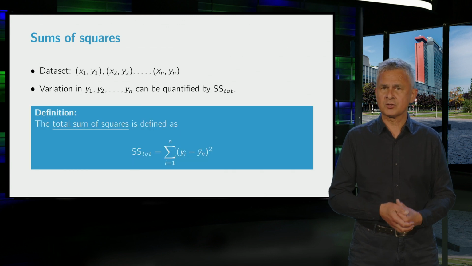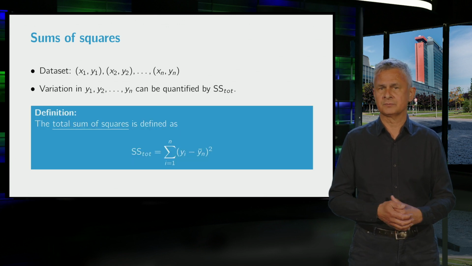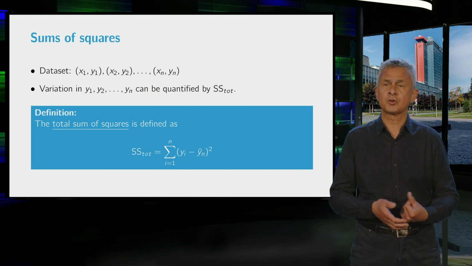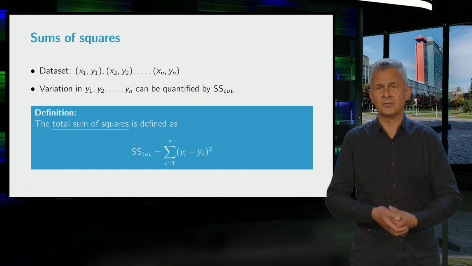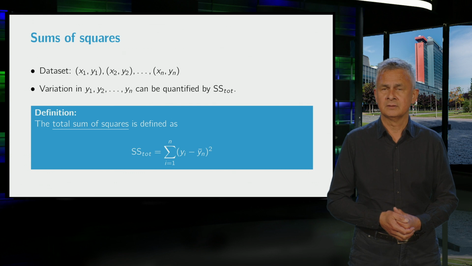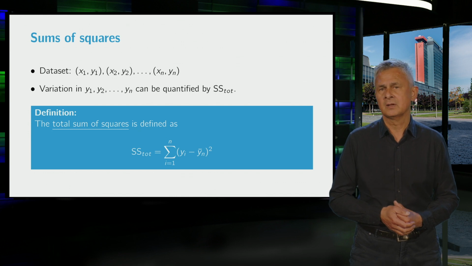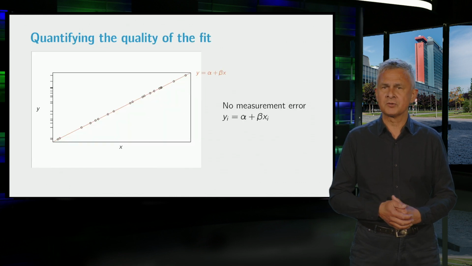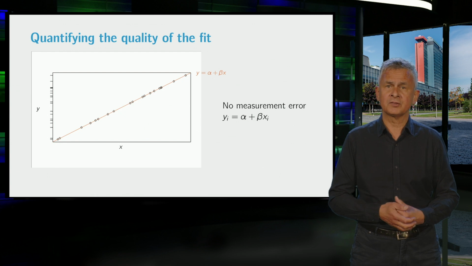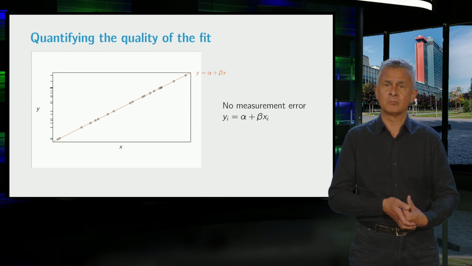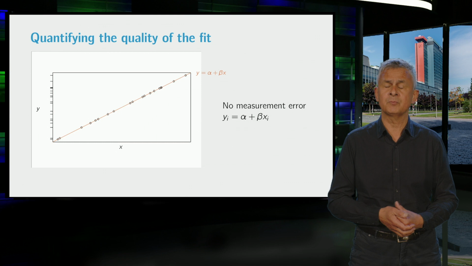This sum of squares is called the total sum of squares. It represents the total amount of variation in the y variable. Now this variation has two sources. Let me explain what I mean. Suppose that there is no measurement error, so that all points lie exactly on a line that models the linear relationship between x and y.